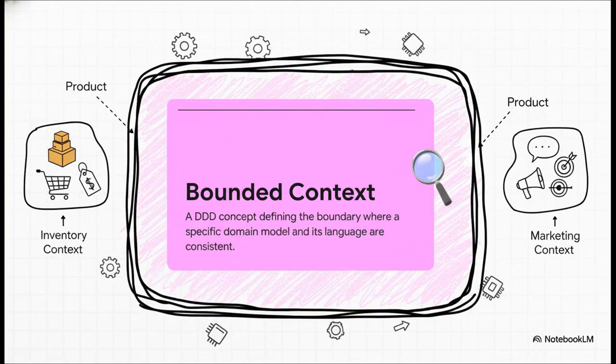The answer is a really powerful concept from DDD called the bounded context. Think of it as literally drawing a circle around a part of your business and saying, inside this circle, our special language has a very specific, consistent meaning. So inside the shipping context, a product has a weight and dimensions. But inside the sales context, that same product has a price and a discount. The bounded context is the wall that keeps those two ideas separate and clear.